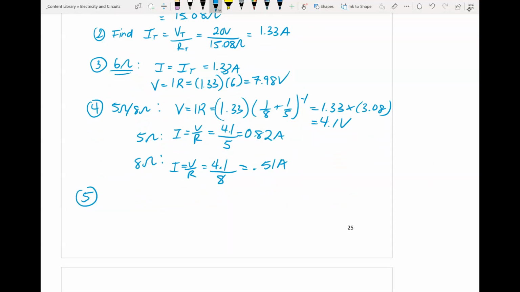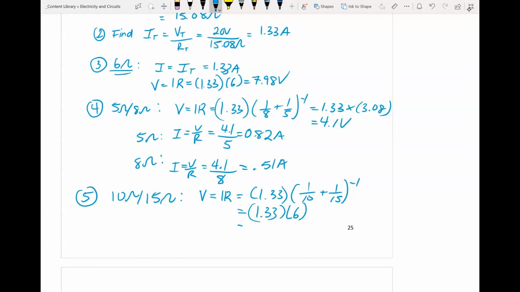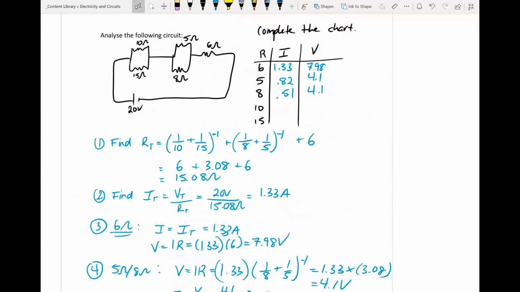We're going to do the similar sort of thing, but for the 10 ohm, 15 ohm parallel. So first we're going to calculate the potential drop, which is I times R. I is 1.33 and R is 1 over 10 plus 1 over 15 and then inversed because they're parallel. Or in other words, 1.33 times 6, so potential drop is 7.98 volts. We can fill that in here.